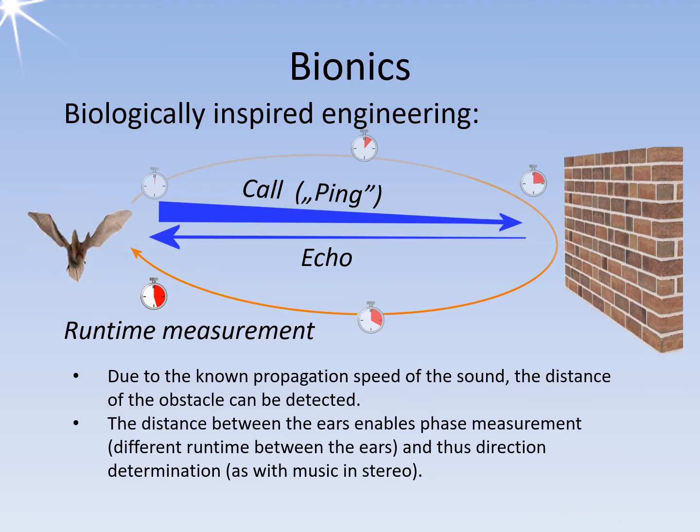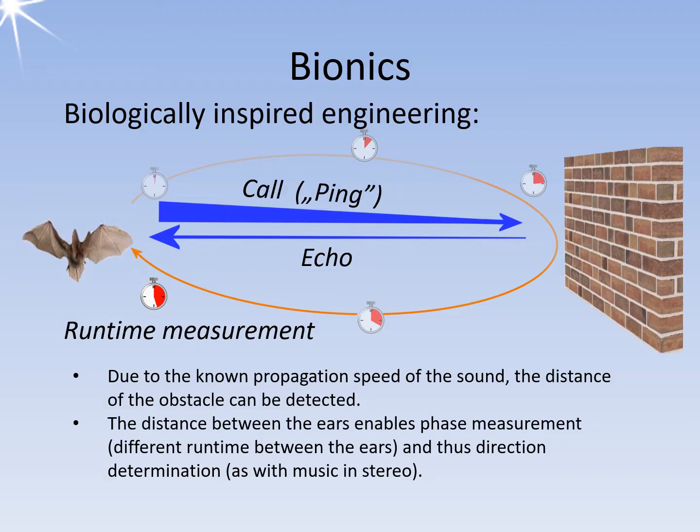The radar principle had models in nature. Bats can orient themselves in complete darkness with the help of ultrasonic signals. They send a short sound pulse, a ping, and listen for its echoes. The speed of sound in the air is about 333 meters per second. This constant propagation speed allows them to measure the distance of the reflecting object by runtime.